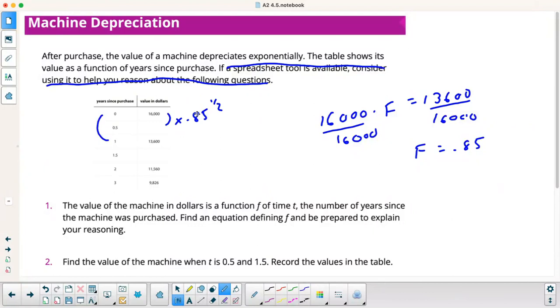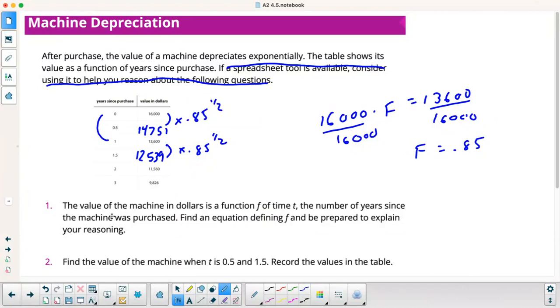So I'm just going to take 16,000 times 0.85 to the 0.5 power, and I get 14,751. And then this is again increasing by 1/2. So I'm going to do this here. I'm going to times it by 0.85 to the 1/2. And I get 12,539. I'm going to round. All right. So let's go to this question.